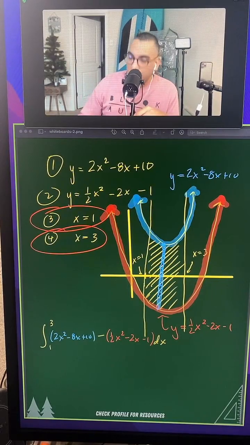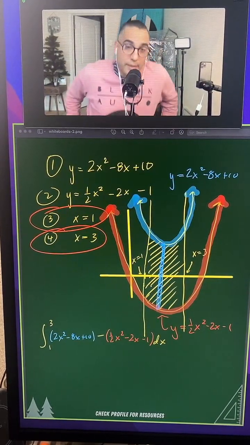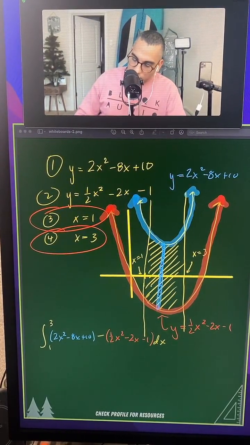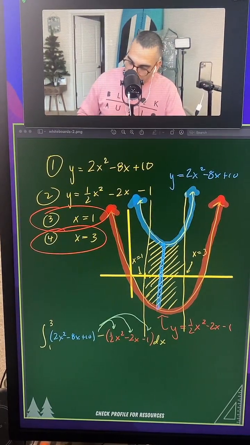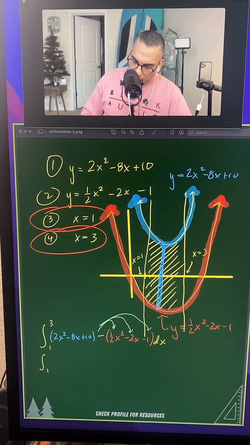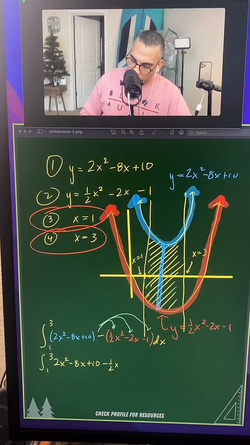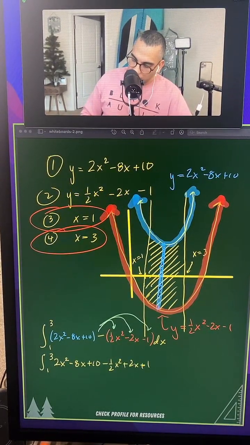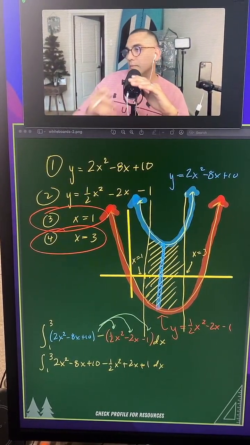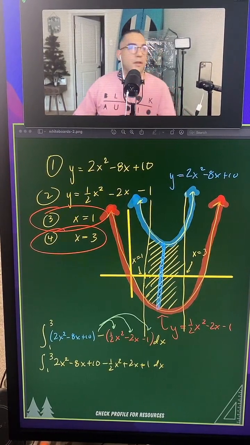All right, so let's go ahead and simplify this. This is a very basic integral, I would say. All we have to do now is distribute the negative sign to that second parentheses. And now we're going to have the integral from 1 to 3 of 2x squared minus 8x plus 10 minus 1/2 x squared plus 2x plus 1. Okay, should we start integrating now, or should we do something else? What does the chat think?